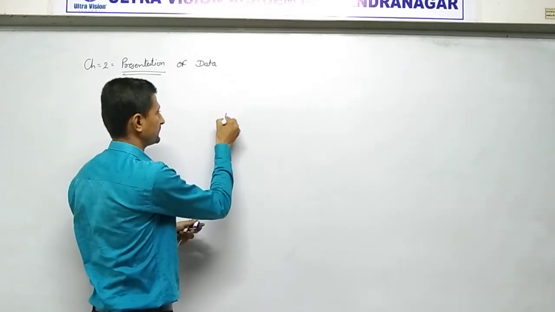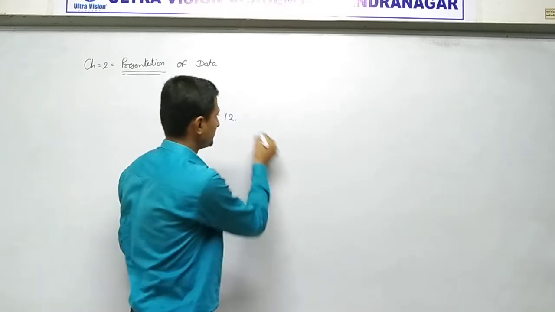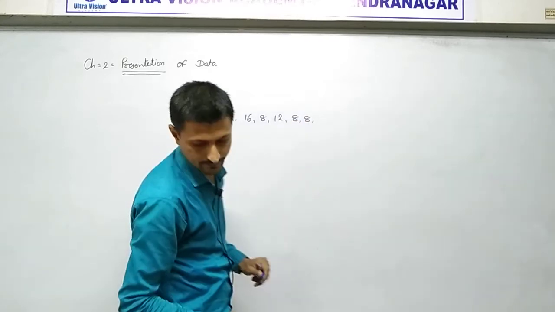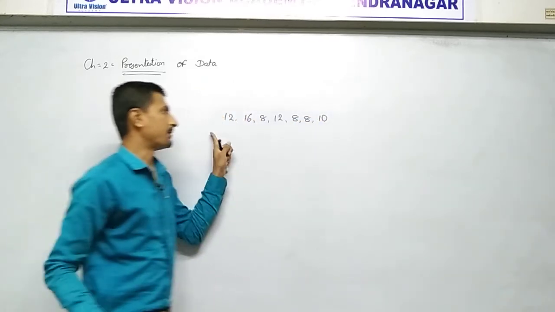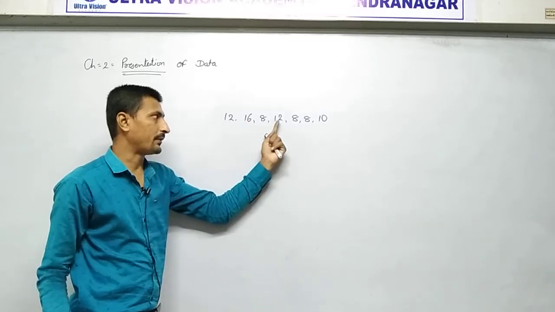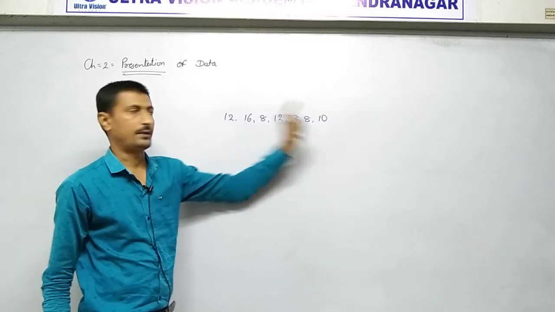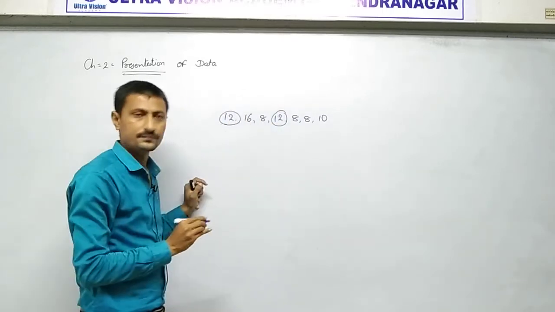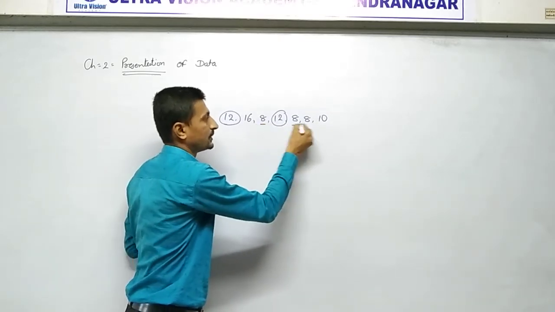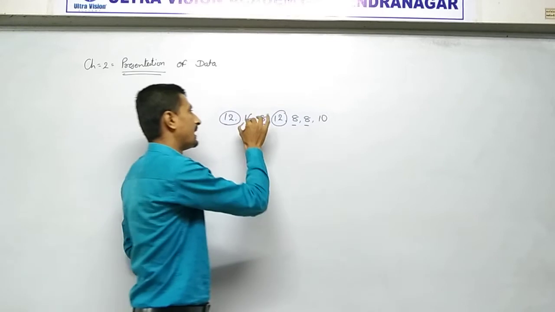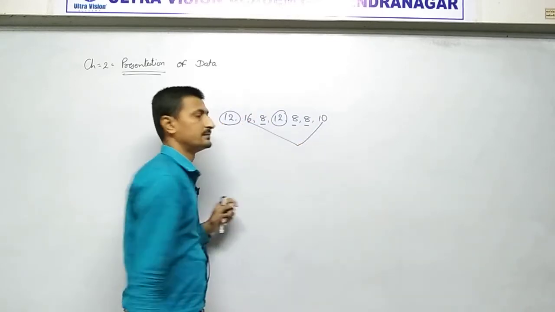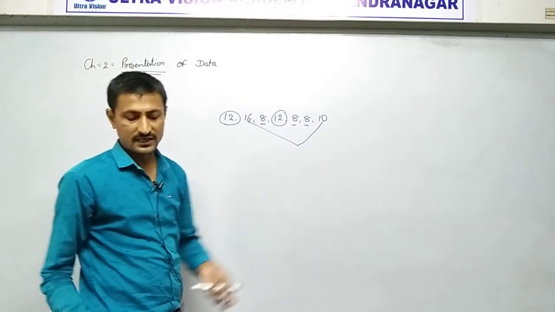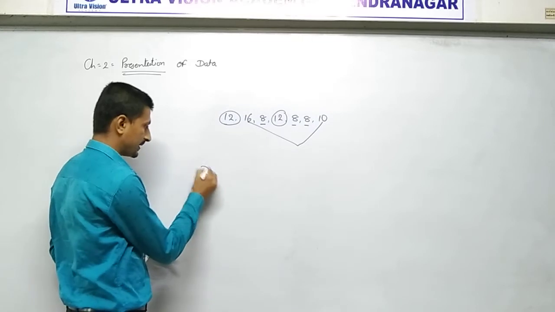So the demand for one week is 12 units, 16 units, 8 units, 12 units, 8 units, 8 units, 10 units. The 12 unit demand occurs for 2 days, the 8 unit demand for 3 days, and the 16 unit and 10 unit demands for 1 day each. This data is classified by demand of the commodity.